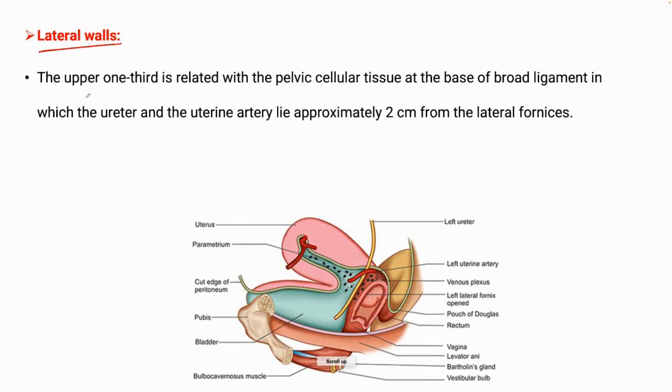Now we will see the lateral wall relations. The upper one third is related with the pelvic cellular tissue, that is the cellular tissue in the base of the broad ligament in which the ureter and the uterine artery lie, approximately 2 cm from the lateral fornices. So the upper one third lies in the pelvic cellular tissue, which has two contents, the ureter and the uterine artery.